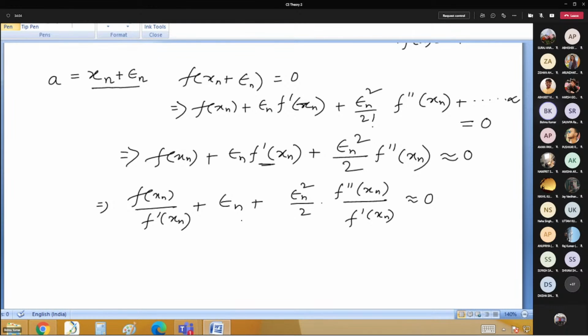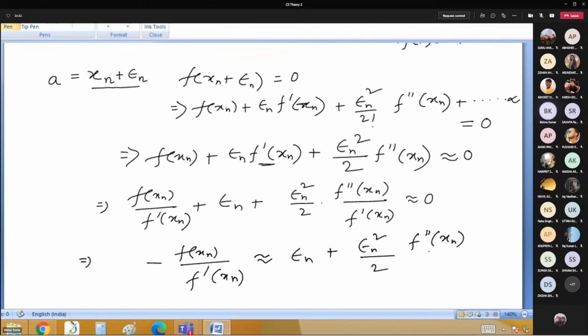You just bring this term to the right hand side and add xn. So what I am doing here: minus xn by f dot xn equals, if I bring that to the right hand side, approximately epsilon n plus epsilon n square by 2 f double dot x by f dot x.